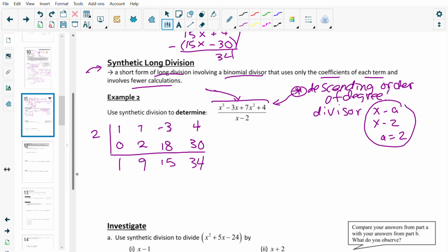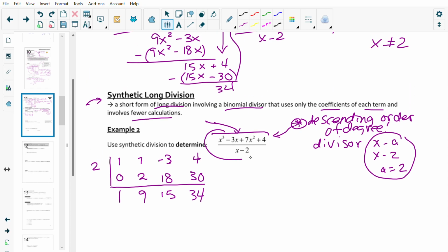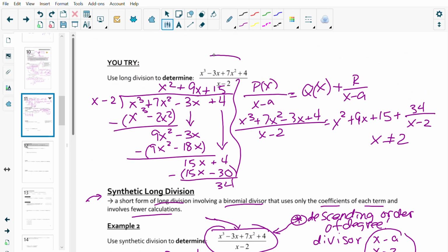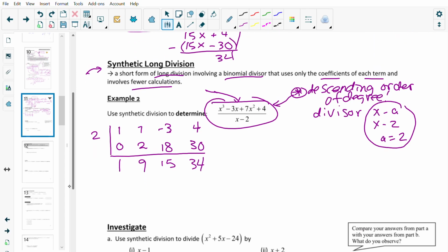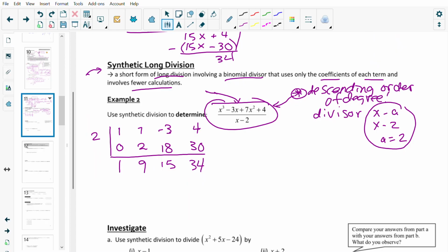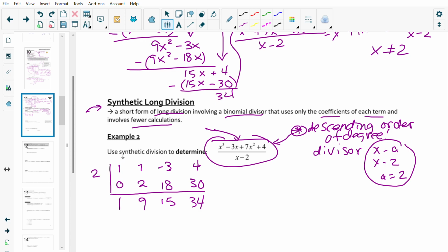Where did we see this before? This is actually the same division problem as the previous one that you just did. What do you notice here? First, I'm going to label a couple of things so we can keep things straight. This row, the dividend, is x cubed, x squared, x, and then the x to the 0 term, or your constant term.